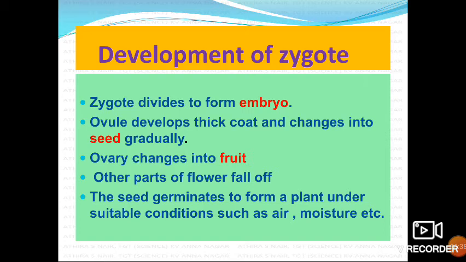That is, after fertilization, inside the ovule, the zygote is formed. The zygote will develop into the embryo, the ovule will develop into the seed, and the ovary will develop into the fruit.